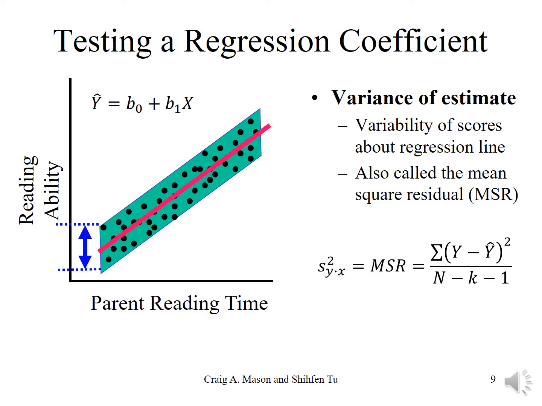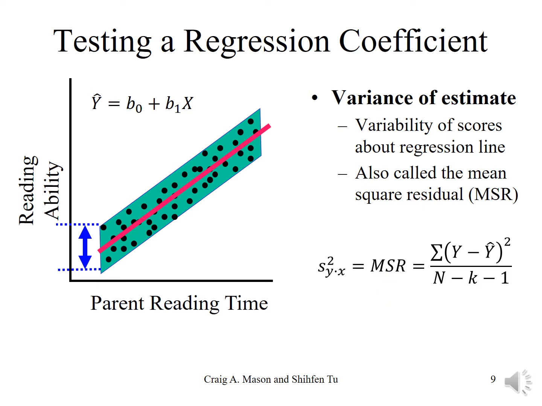The variance of the estimate is the variability that we see in the scores about the regression line. It's the variance of the residuals. Mathematically, you may see it written as s squared, a variance, sub y dot x. The y dot x tells us it's the variance in the y residuals when we have x in our regression equation. This is also called the mean squared residual, often referred to just as the MSR.